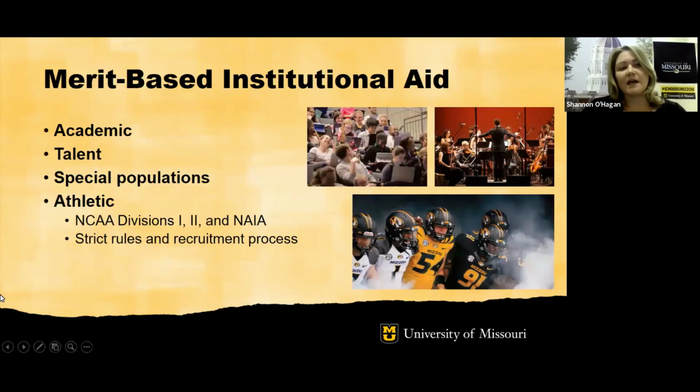I want to start by talking about merit-based institutional aid, because this is perhaps the most common type of funding that you will find available from U.S. universities. There are different categories within merit-based aid. As a reminder, merit-based means that it's based on your past performance as well as your potential, and institutional means that it comes from the institution itself, the college or the university. The categories you see are listed here.